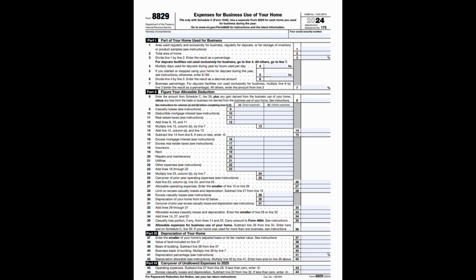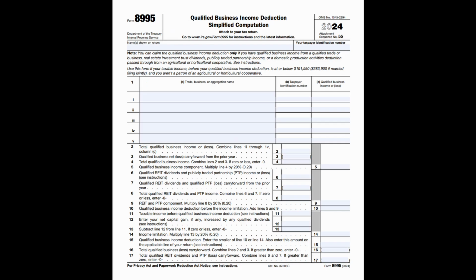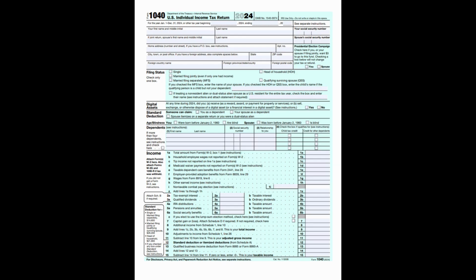If you use a home office, Form 8829 helps you calculate that deduction. The total deduction from Form 8829 flows into Schedule C, line 30, business use of your home. For many small business owners, the qualified business income deduction applies. That's calculated on Form 8995 or 8995A, and the result flows into Form 1040, line 13.